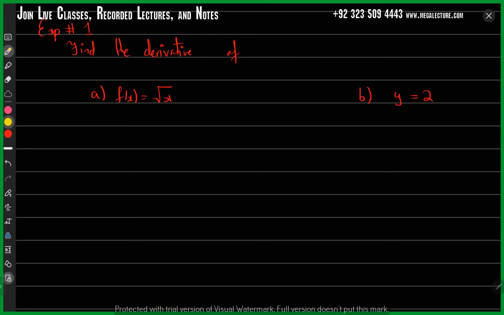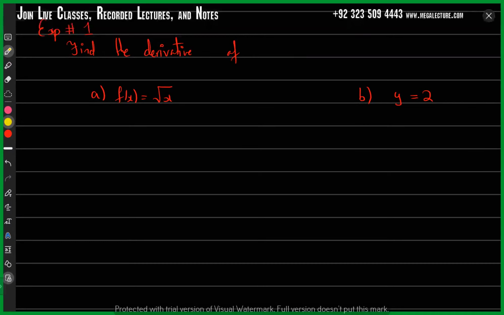Acha, for the first part, the question says find derivative. So now we know derivative, differentiation, gradient, slope, all these things are exactly the same. Differentiation is going to give you the slope or derivative for a curve.